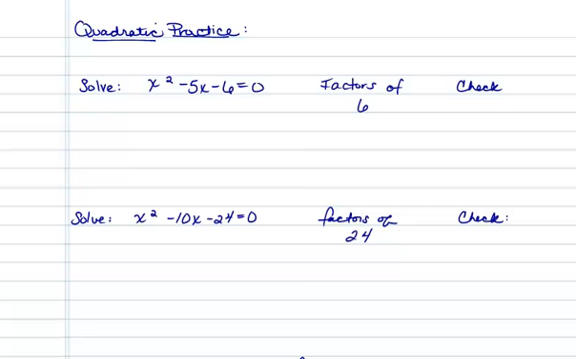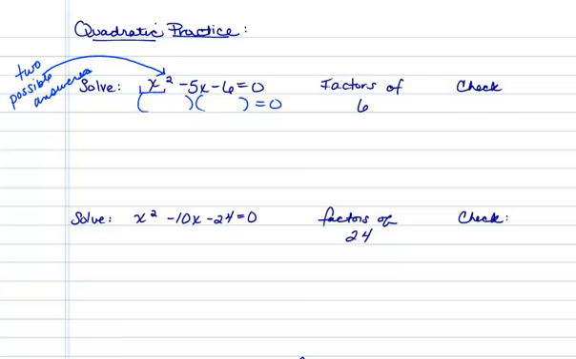To solve a quadratic, you're trying to figure out what x values would make this equal 0. Now I've got an x squared here. That means there's 2 possible answers. So same rules as before. You want to factor. So when it's a trinomial, you want to make 2 parentheses.